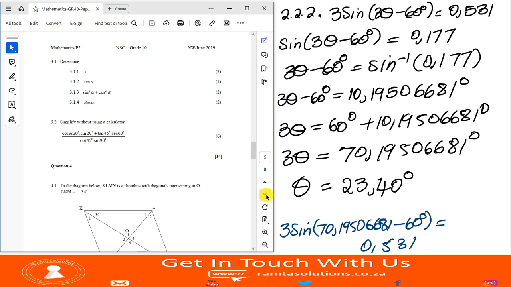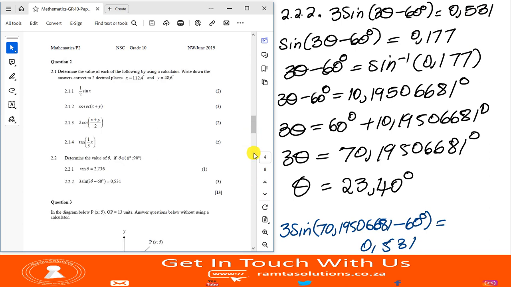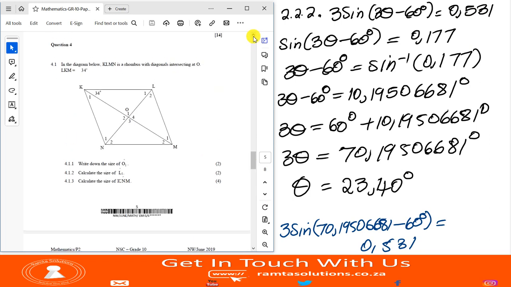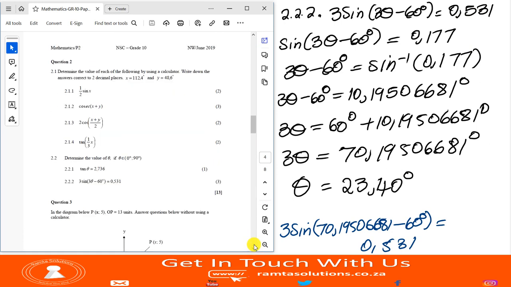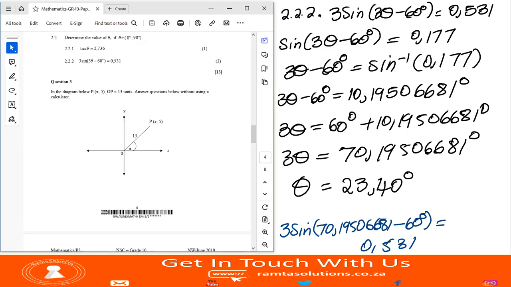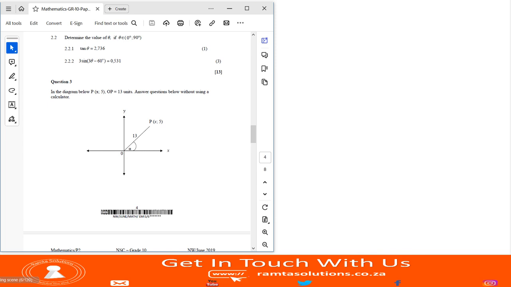Let me move to question 3. Now, question 3, let me go to the next page. Question 3, here it is. In this diagram, as you can see, they say P has coordinates x and 5 and OP is equal to 13 units. Answer the questions below without using a calculator. Interesting. Without using a calculator.